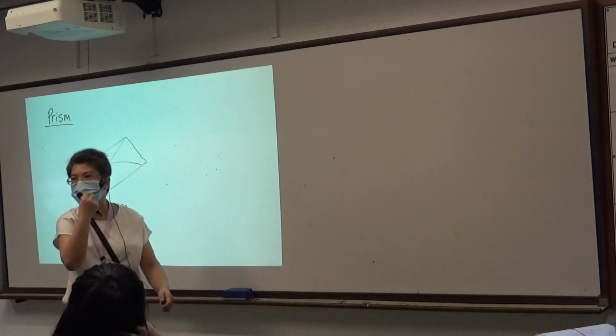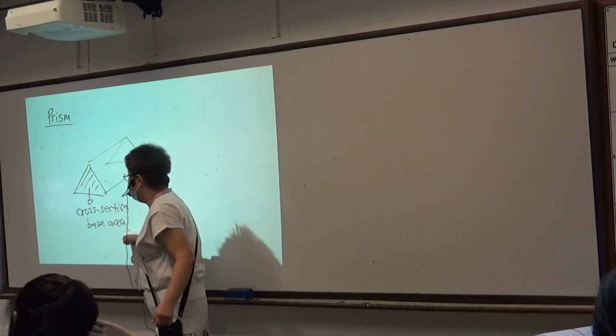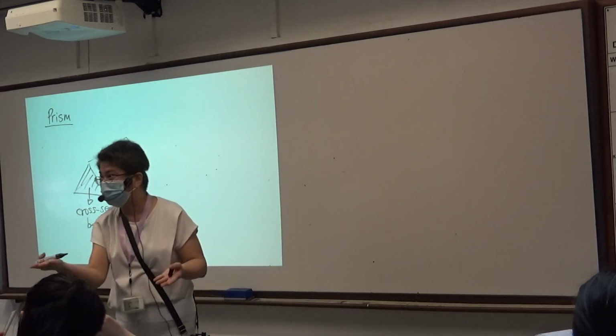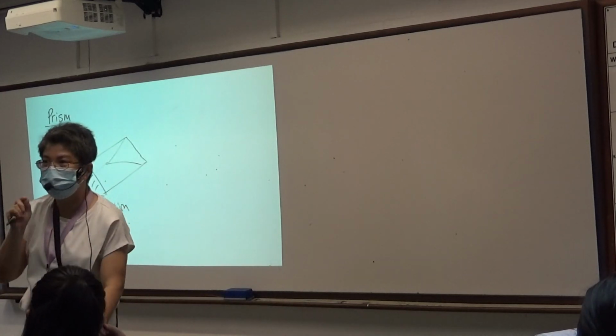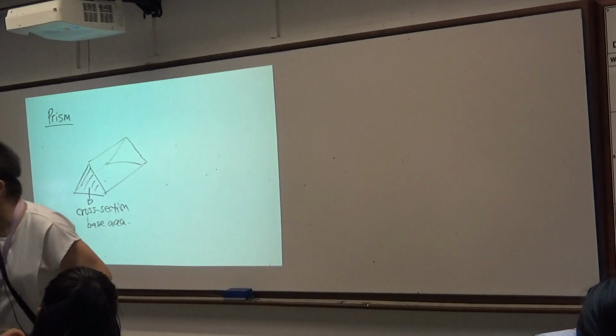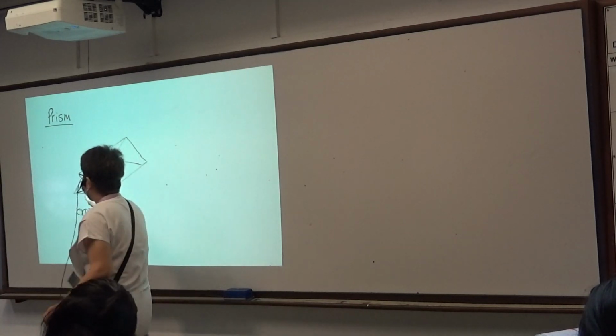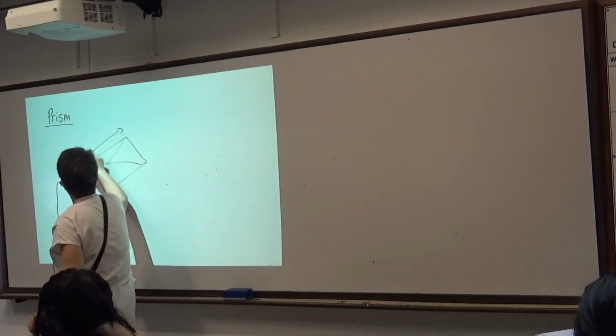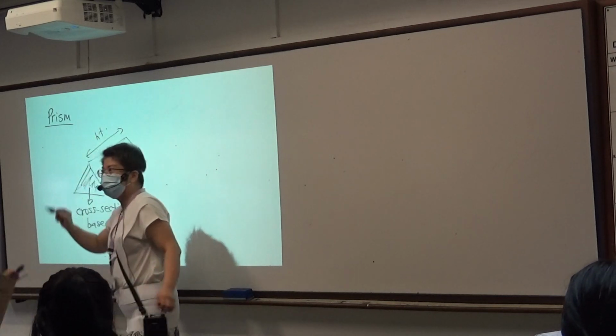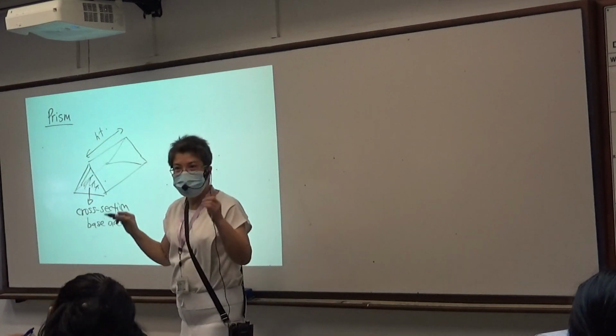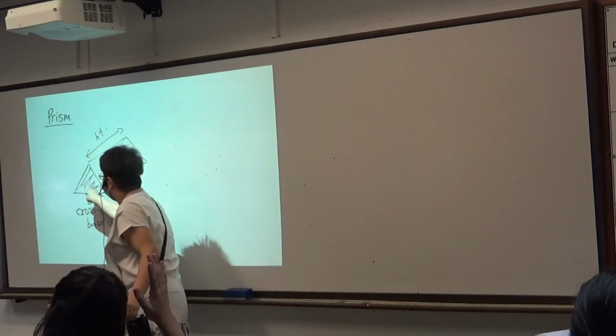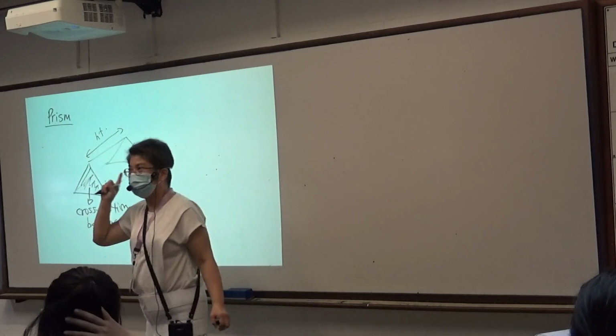Now, I need to caution you. Base area need not be at the base. Base area refers to the cross-section. Okay? Now, this is the cross-section. This will be the height of the prism. Height is always between the two cross-sections that is the same.